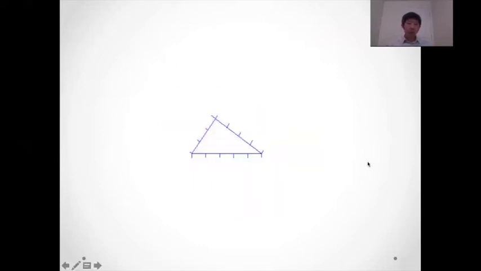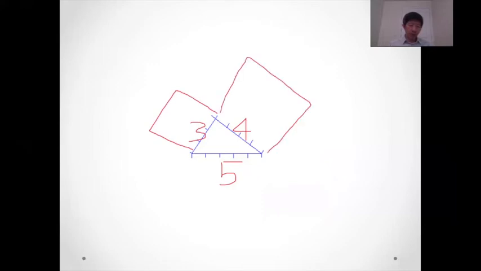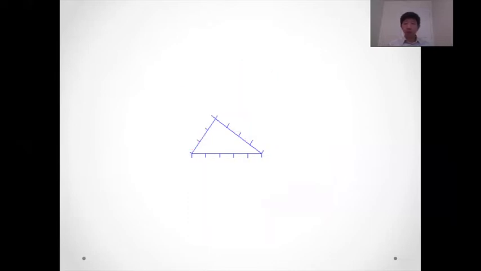Now here is a right triangle. This is 3 units, this is 4 units, this is 5 units, right? Now 3, 4, and 5. Now if we make it as squares like this, can we prove this is the Pythagorean theorem? Yes. Let's take a look at the next picture here.